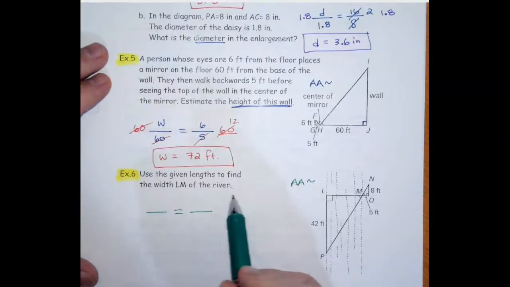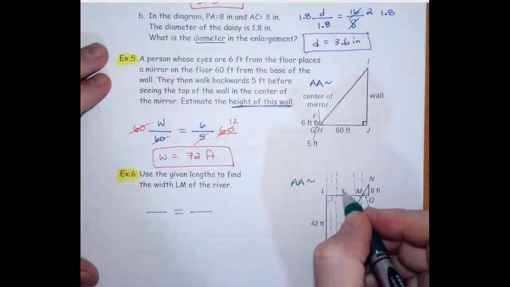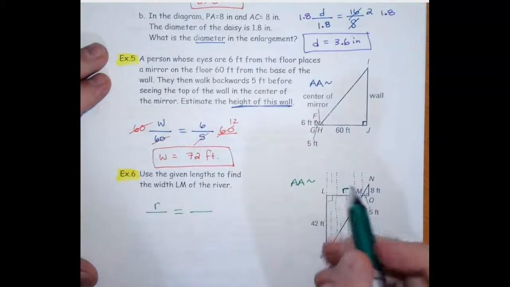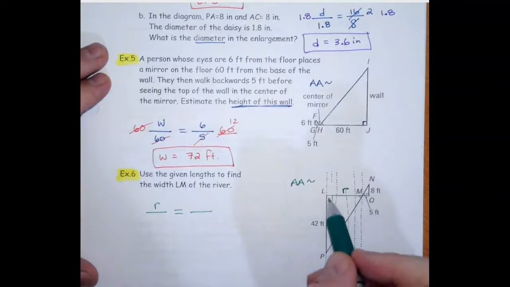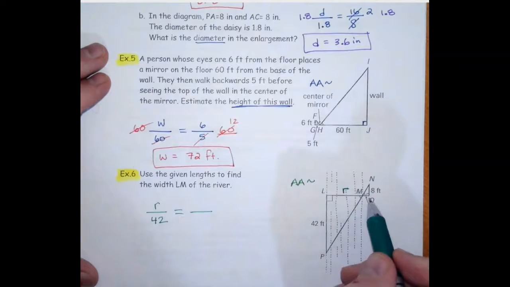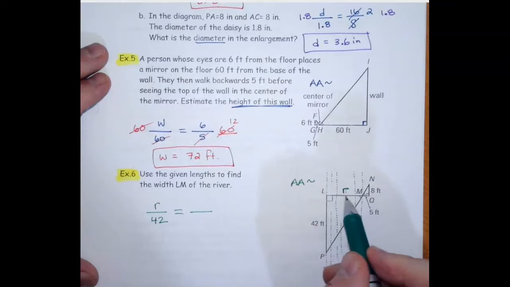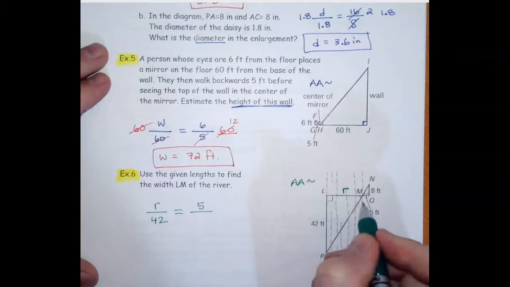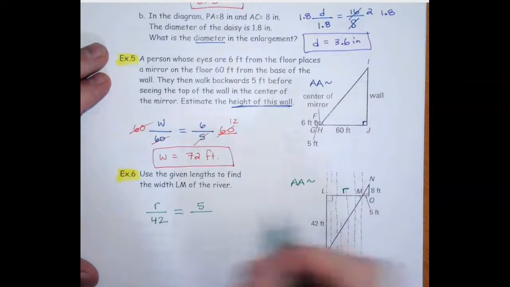Use given lengths to find the width of the river, LM, so I'm going to call that R for the width of the river. So again, we start with that first, and I'm going to take the river compared to 42, and then this side would match up with that side, so that's 5. So R over 42 and 5 over 8.